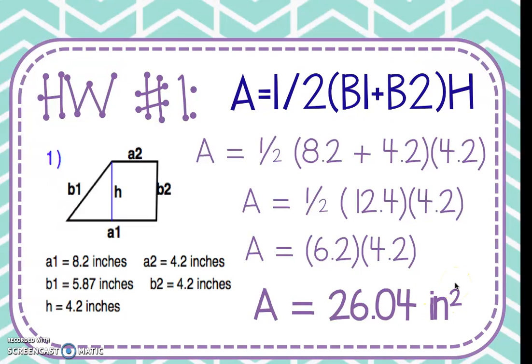Okay. All right. So use those formulas for the rest of your homework. Show every single step, and you must start every single question by writing out which formula you're going to use, and then showing me the substitution of your side lengths. All right.